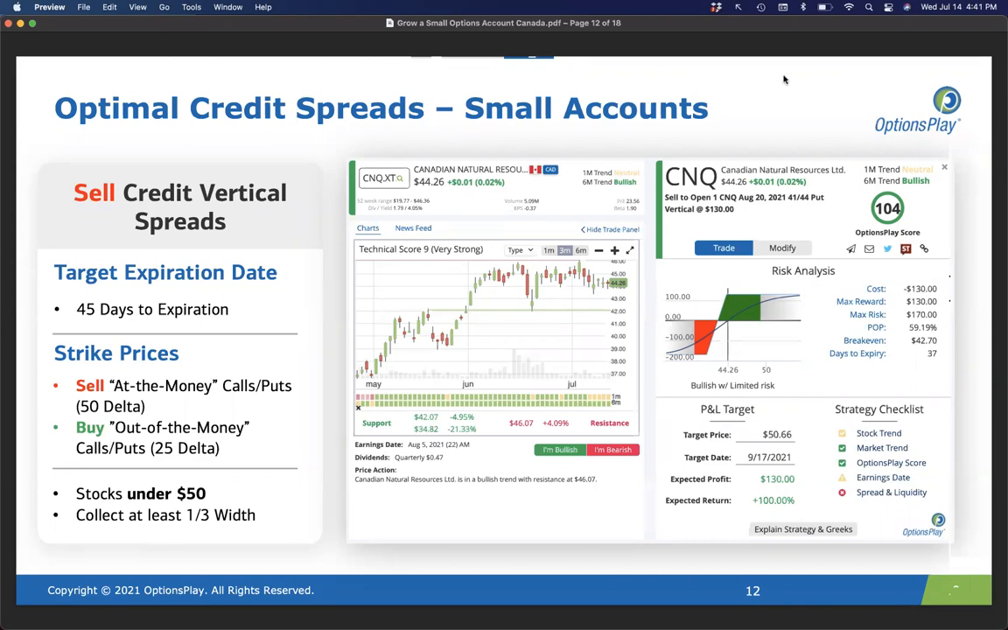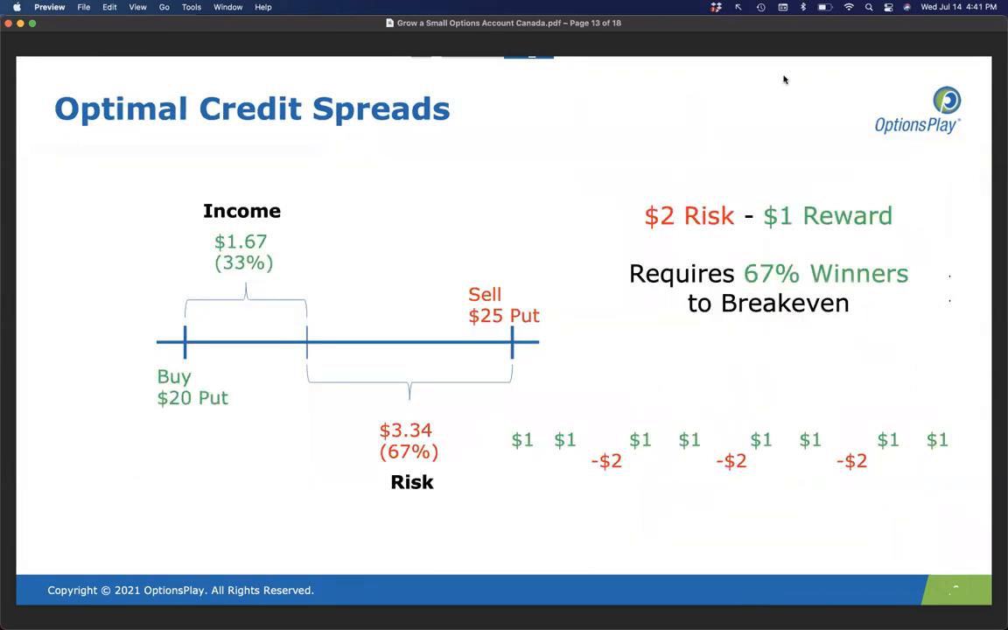Perfect. Okay. So let's talk a little bit about these optimal credit spreads. I'm going to give you an example here. Let's say I sell the $25 put and I buy a $20 put. So the distance between these two strikes is $5. If my goal is to collect 1/3 of the distance, 1/3 of that distance is $1.67.